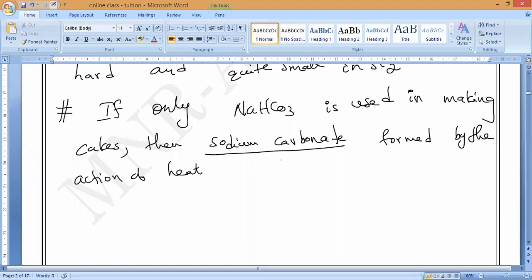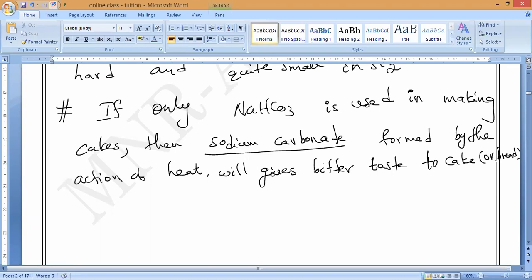The action of heat will give a bitter taste. Is it good to eat then? If it is bitter in taste, is it good to eat? No, sir. That is the reason: bitter taste to the cake, or we can say bread.